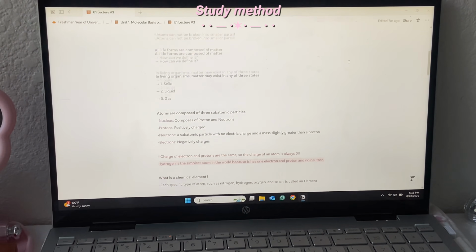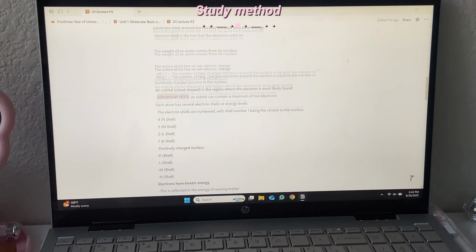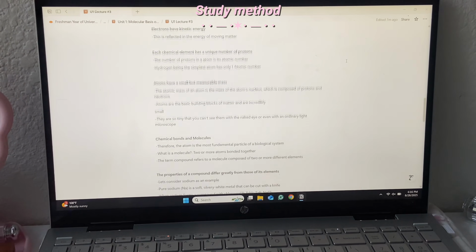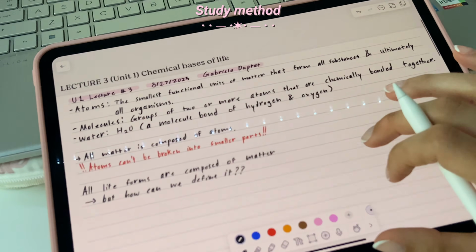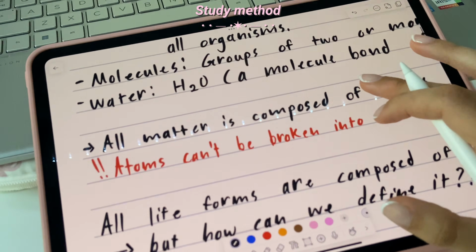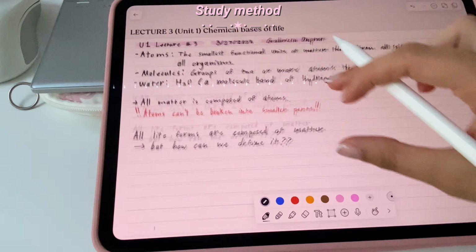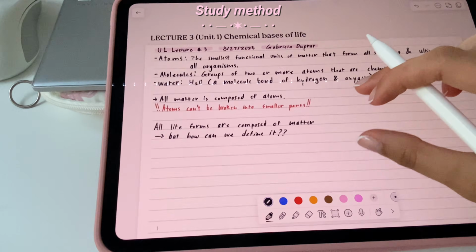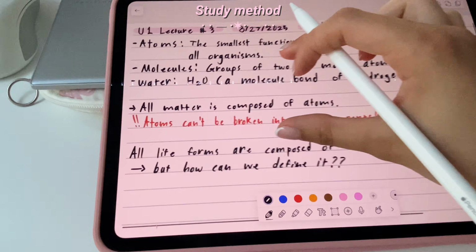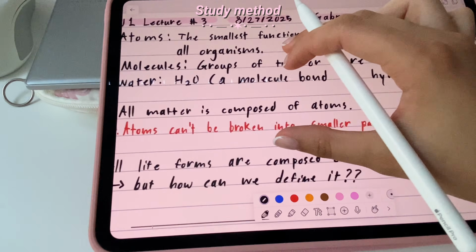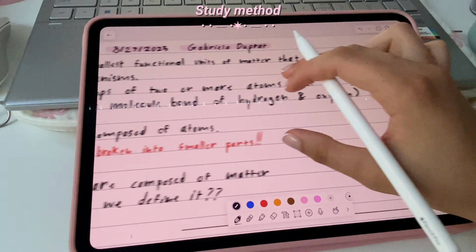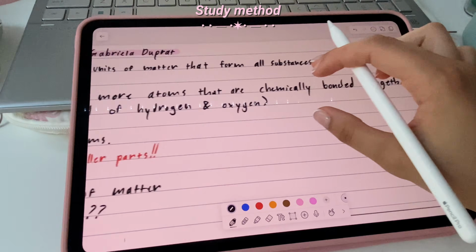So overall, I do write my iPad notes a lot like my physical notes, but I'm going to go more in detail with my physical notes later in the video. So I'm just here showing what I did for biology. I rewrote a couple of my notes I took during my class's lecture, and I added more details like diagrams.